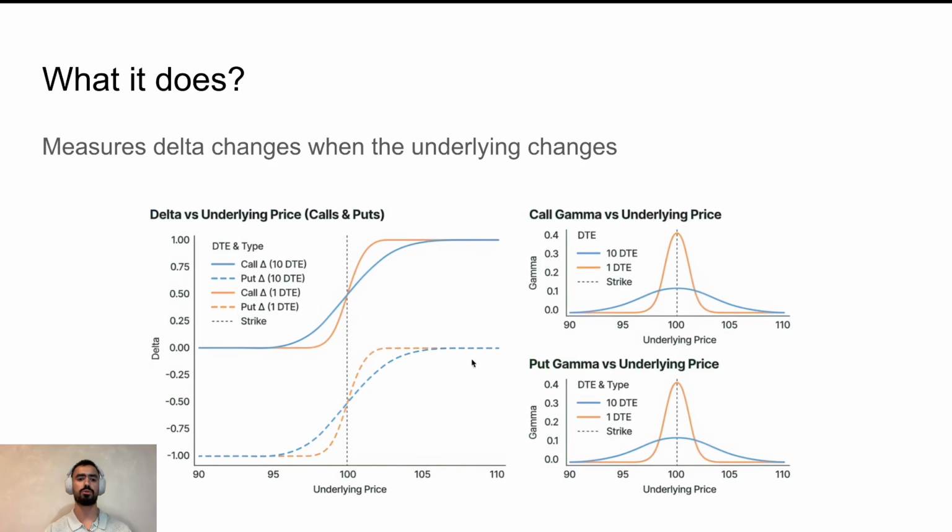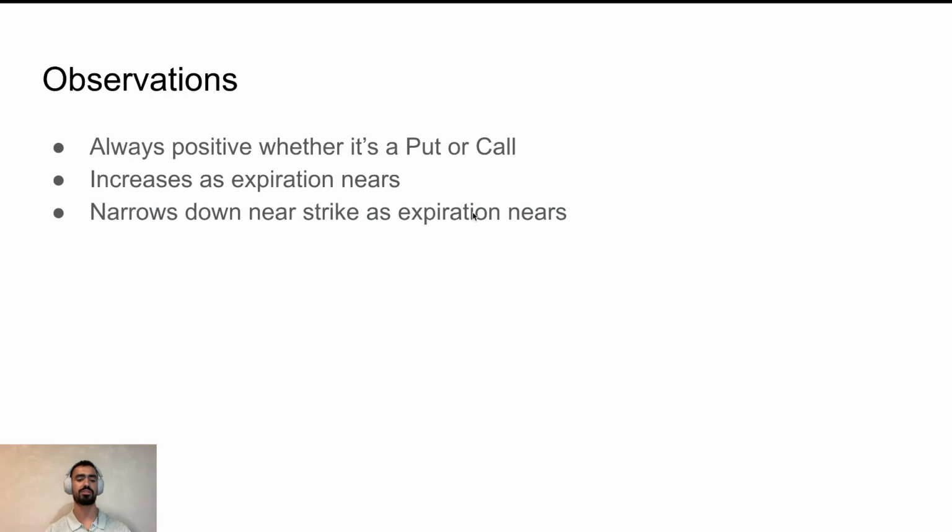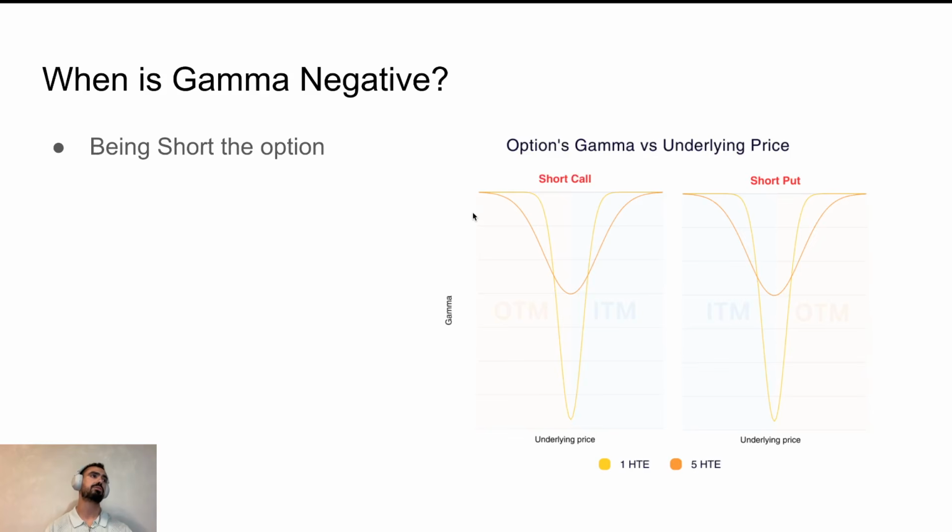I pretty much talked over most of the following slides. So the observations: gamma is always positive whether it's a put or call. It increases as the expiration nears, and it narrows down near the strike as the expiration is approaching. And when it's gamma negative, it's only by being short the option. It flips the curve upside down, and it's true for short call or short put. It doesn't matter. It's not puts that have a negative gamma. That makes absolutely no sense. Okay, just delete that from your head.